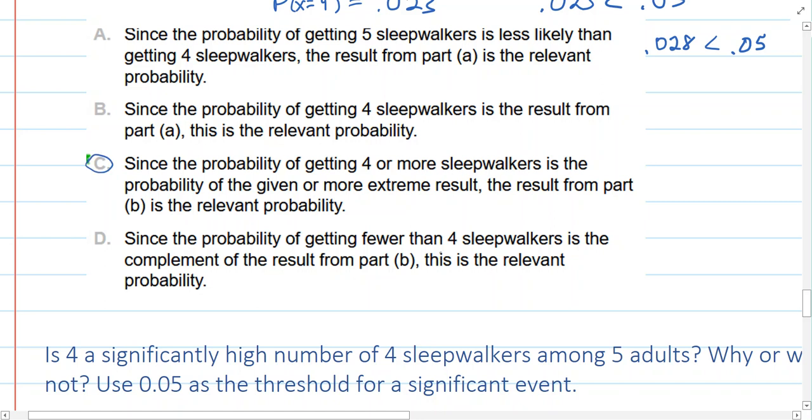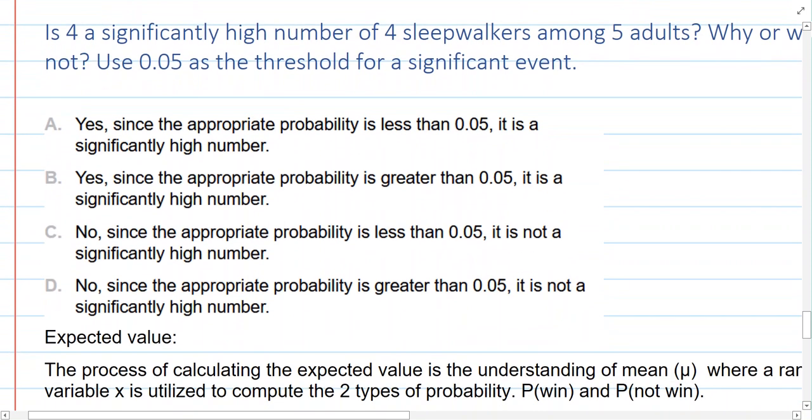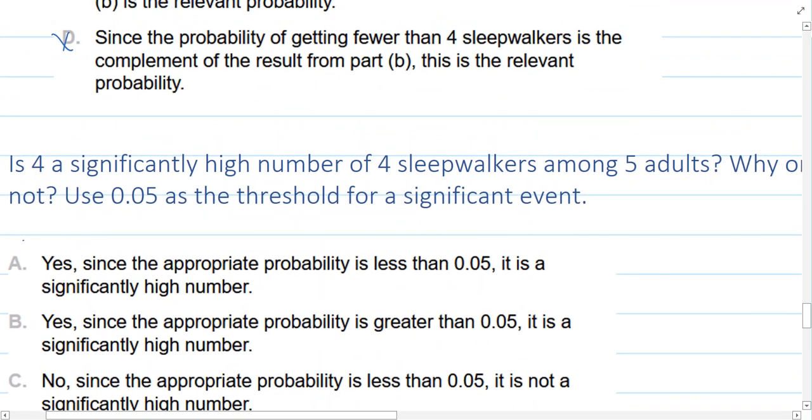Since the probability of getting fewer than 4 is the complement, no, that doesn't even make sense. It's not there. Now we're using the 0.05 for the threshold of the 5 adults, and we talked about the fact that these values are significantly less than 5. And therefore, it is a significantly high number because it's less than 5.